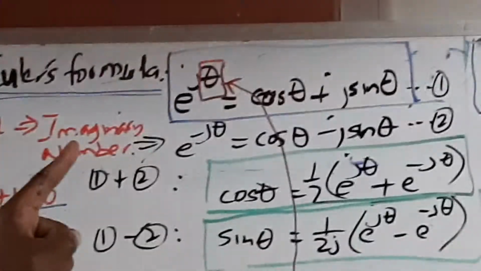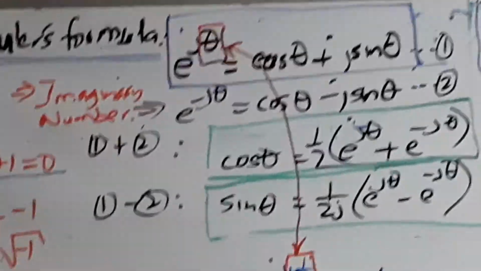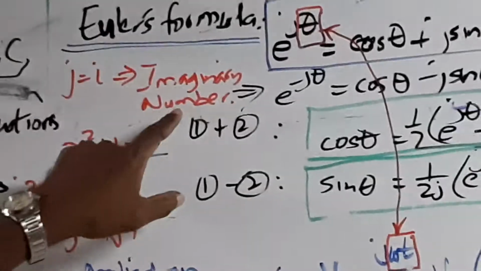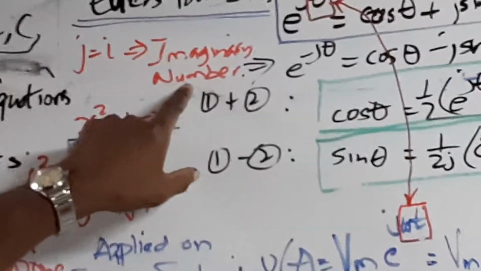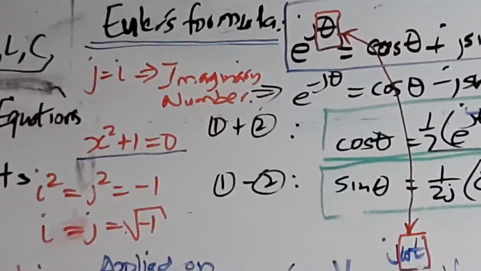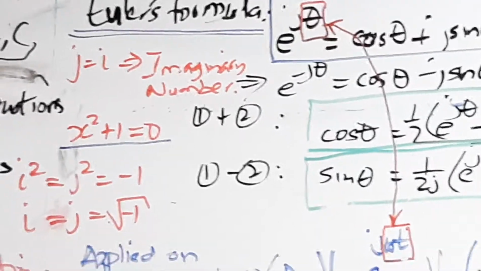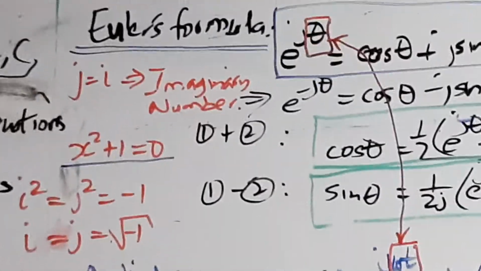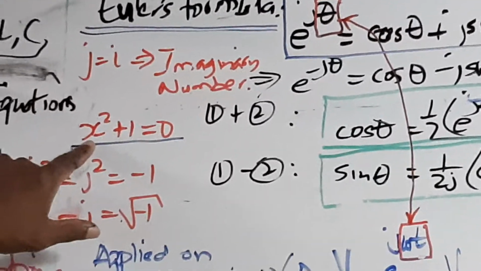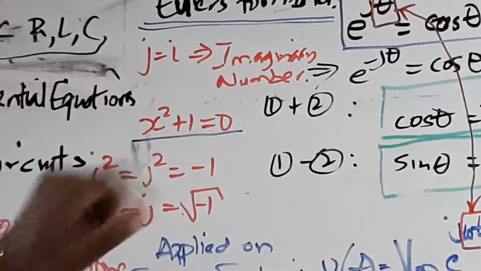Just to remind us, what is j? j is equal to i, the imaginary number which we come across in pure maths. Now, this was a problem for the ancient Greek mathematicians, because they could not use real numbers to solve x squared plus 1 equals 0.